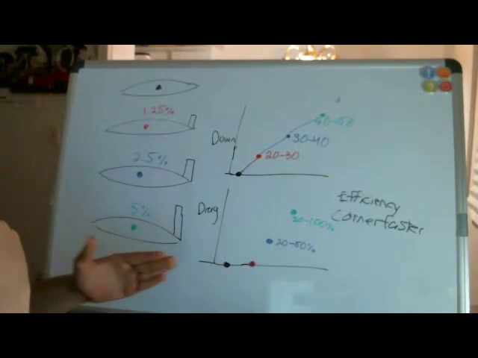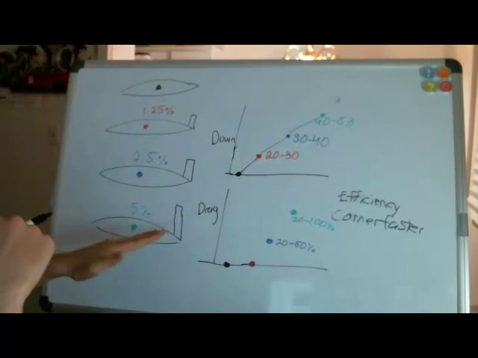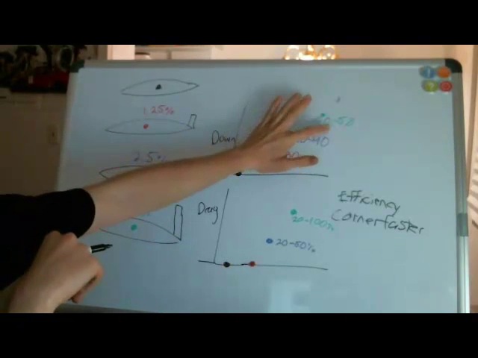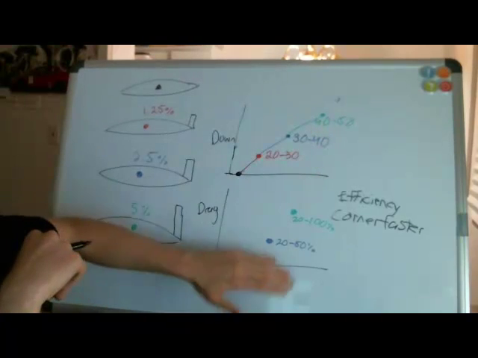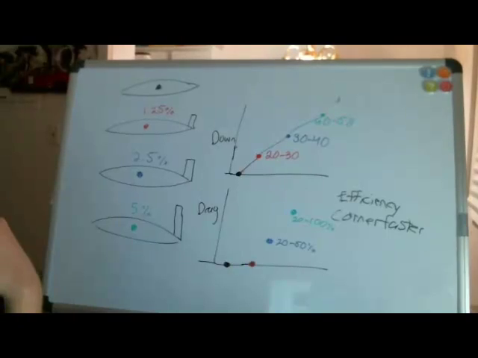But if you really want to take those corners as fast as possible, you want to put the Gurney flap on as big as possible. And I would only go to about 5%. I wouldn't go any bigger than that. So you're going to get 50% more downforce, and you're going to get a lot more drag, which means your engine's going to have to work harder.